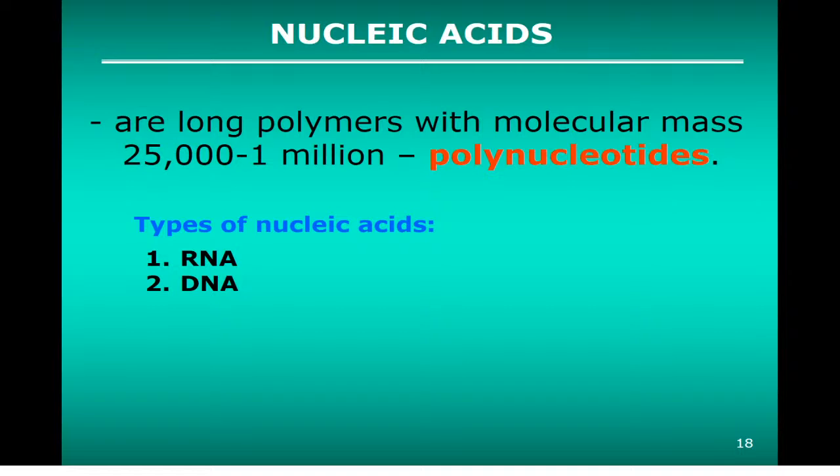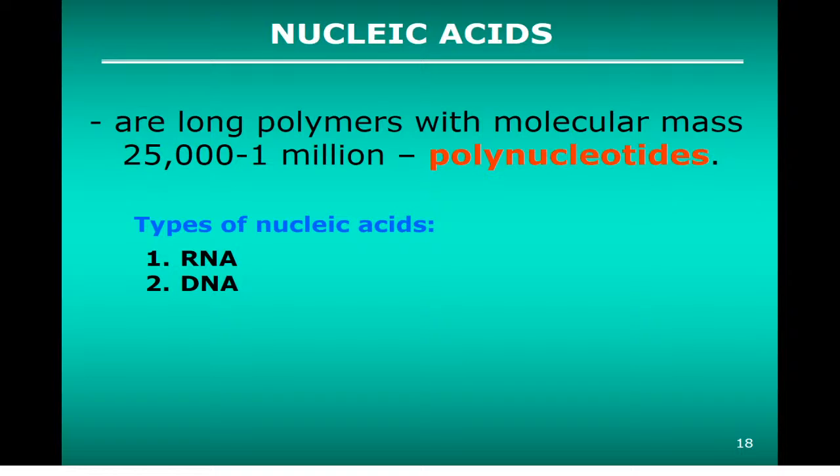So nucleic acids are polymeric compounds. They are long polymers with a molecular mass much higher than 5,000. We know that polymeric compounds are higher molecular weight compounds, all of them higher than 5,000. But here 25,000 and higher. 1 million, it's normal to have such a molecular weight. So according to their structure, they are polynucleotides.